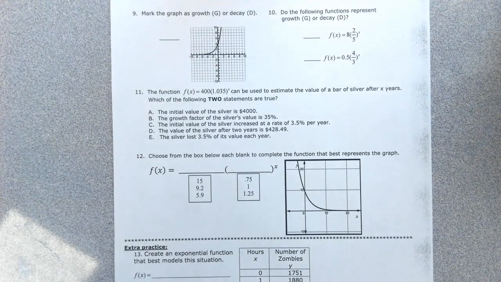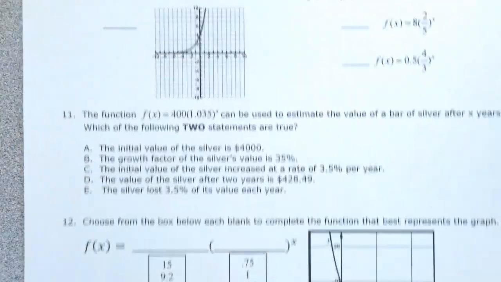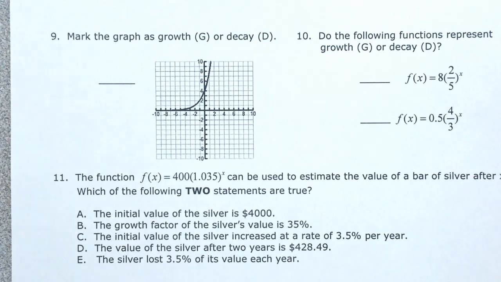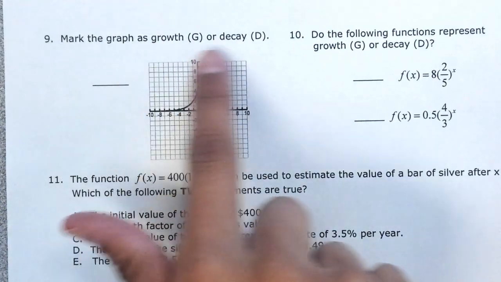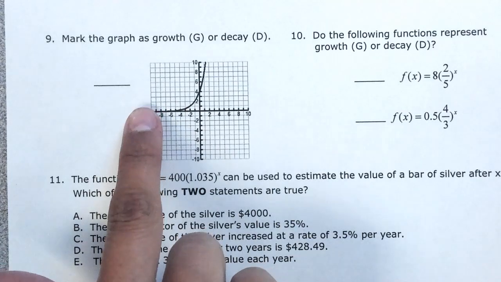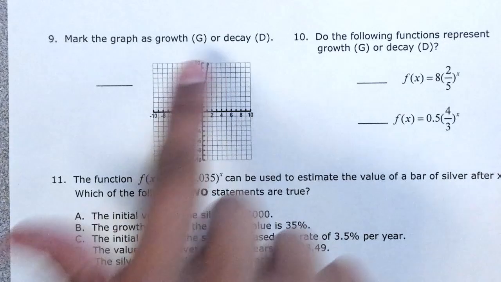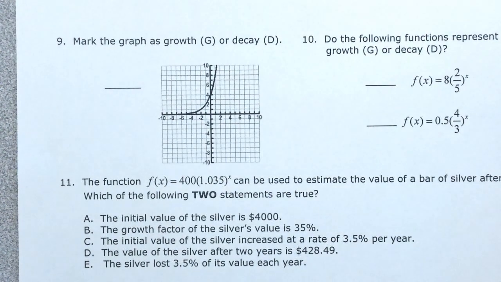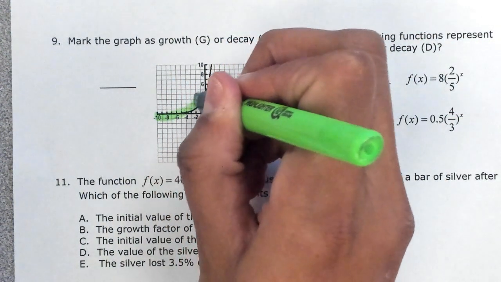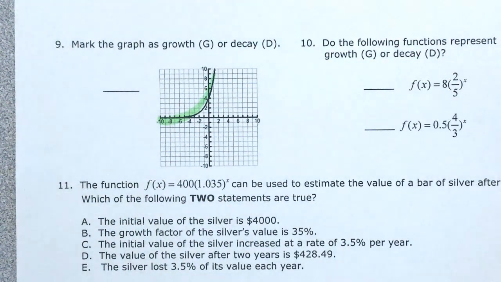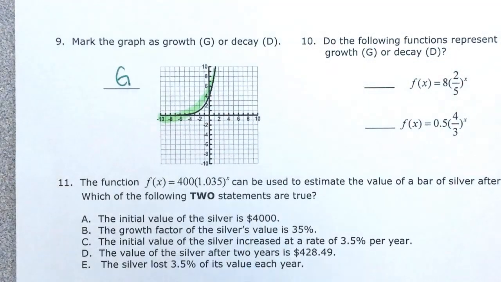This is page 2 of your exponential functions test review. Number 9 says, mark the graph as growth G or decay D. Looking at this graph, I know that we read left to right, so we're going to read a graph the same way. From left to right, is it increasing or decreasing? This one is showing an increase. From left to right, it's going up, which means that this is a growth. So we're going to put G.